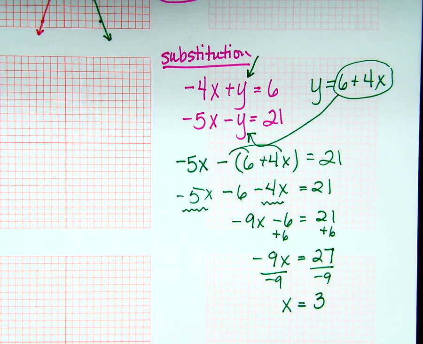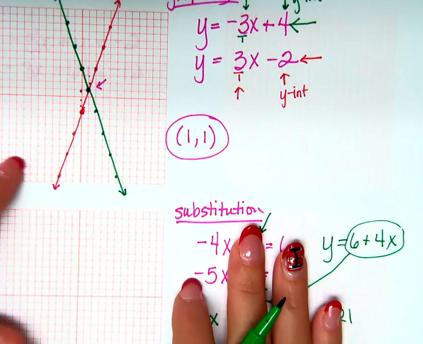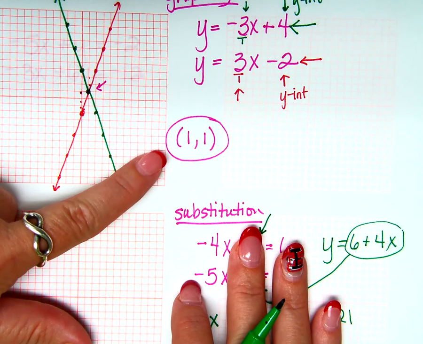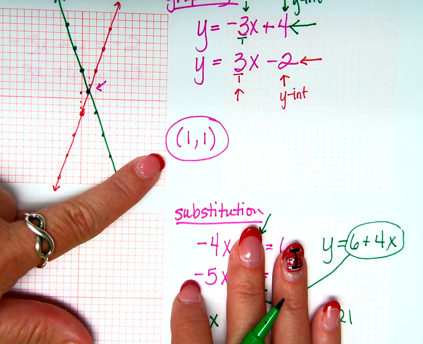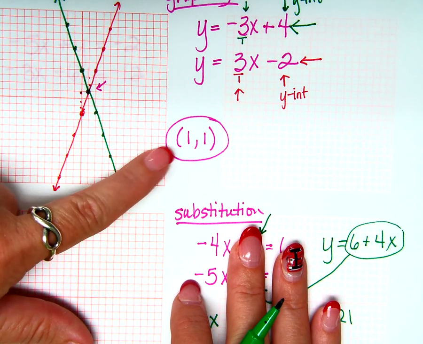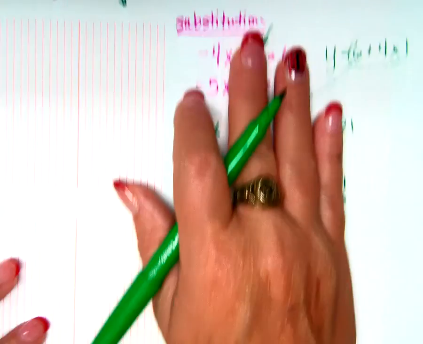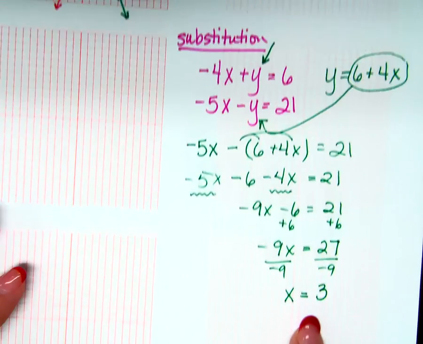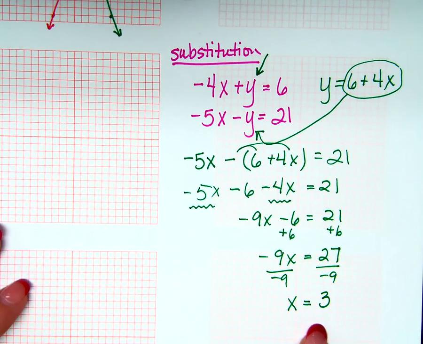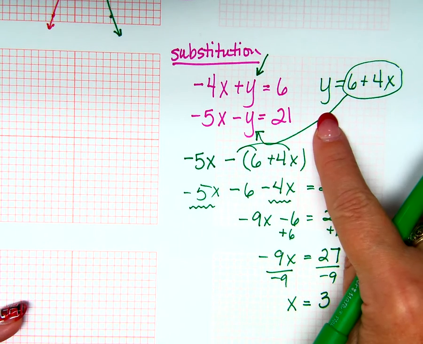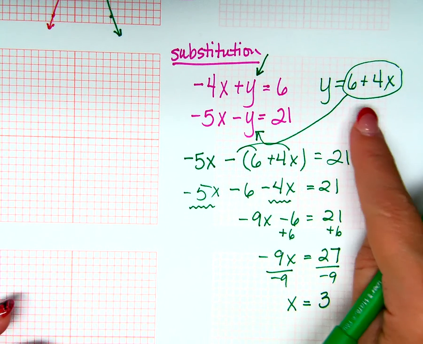Well, because I'm thinking, what is the solution to the system? What's the solution to the system? The point of intersection. I need to have my answer written as an ordered pair. If all I know is x, do I know the solution yet? No. If I have x, what do I also have to find? Y.